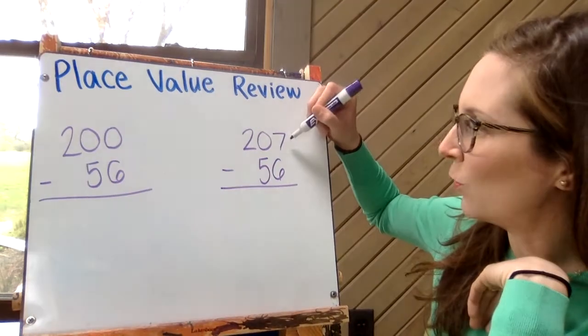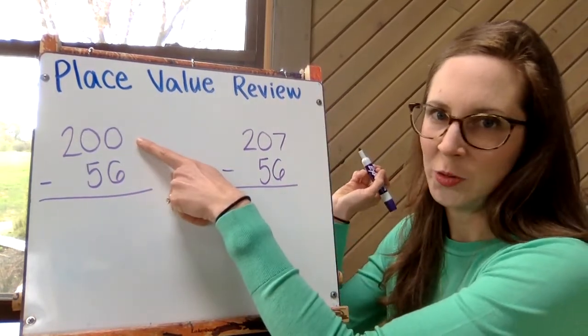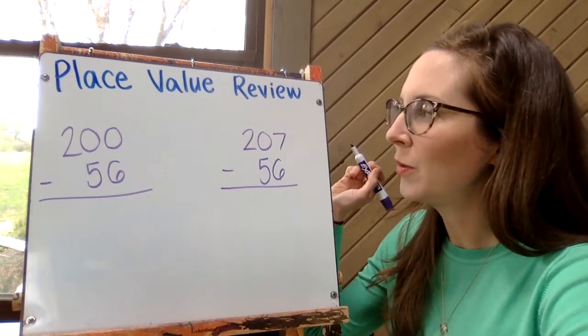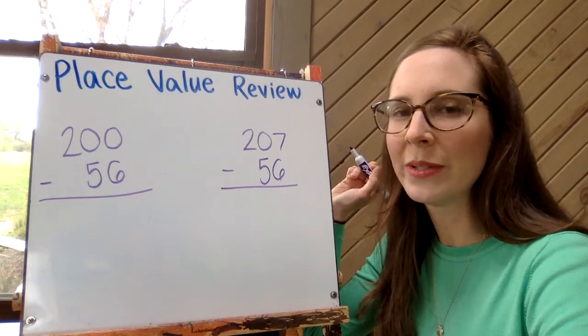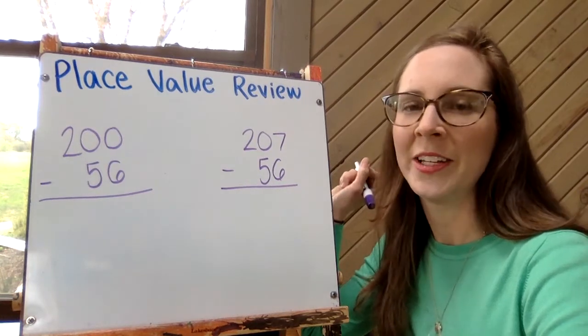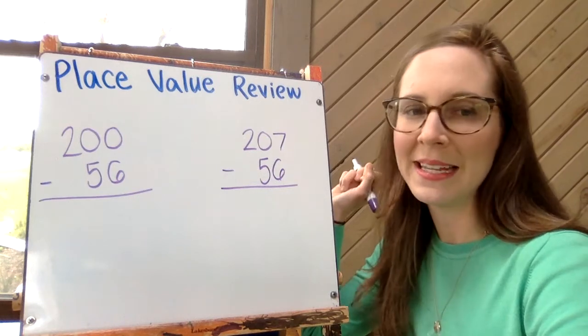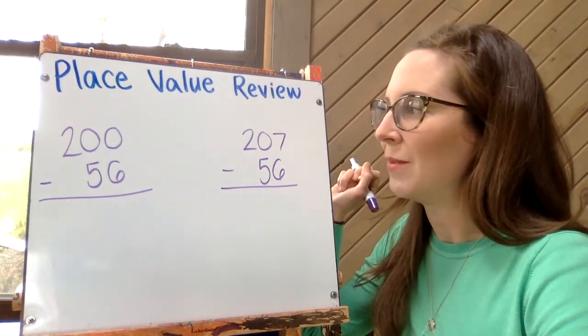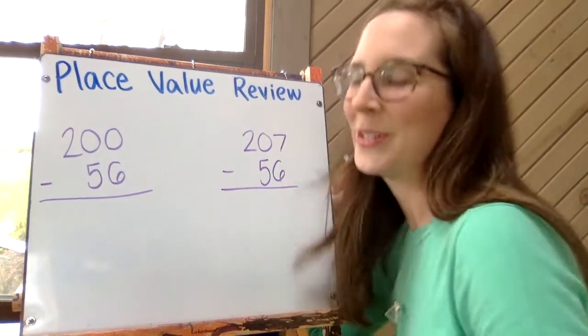I have 7 ones in 207 instead of just 200. So I know that you all have gotten very comfortable with subtracting, but let's take a step back and really think about our place value and why we ungroup and why we make a 10, and just review to make sure we understand what we're doing.